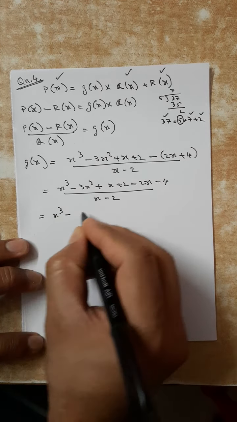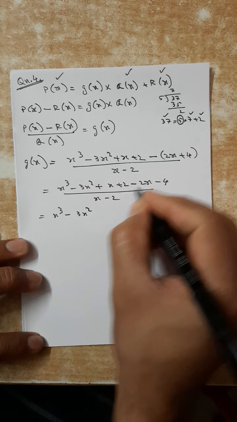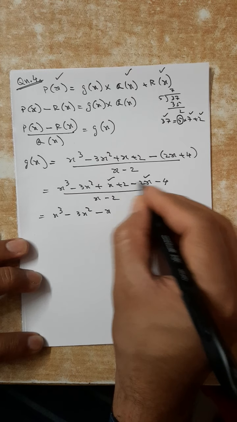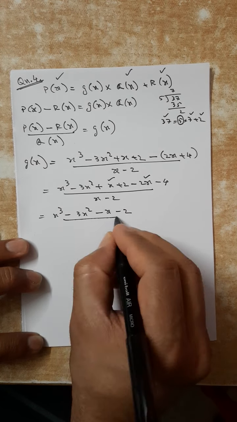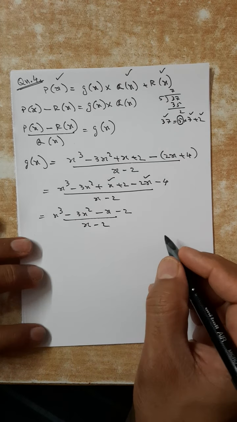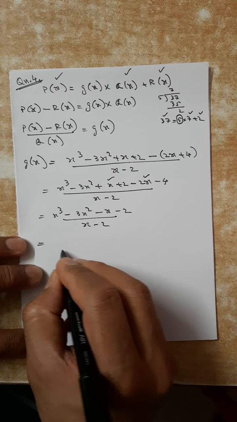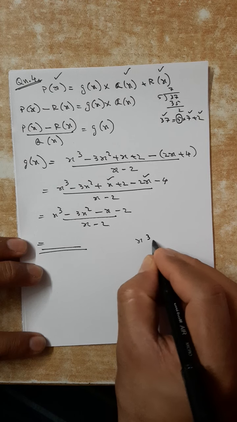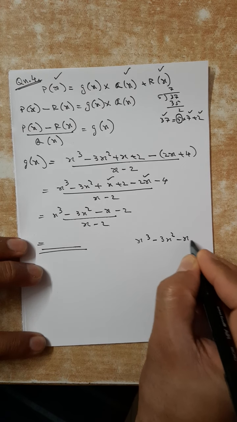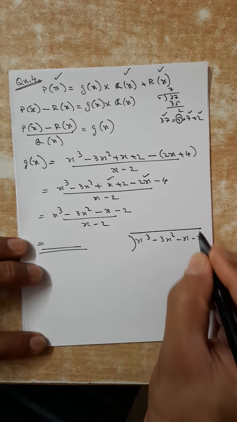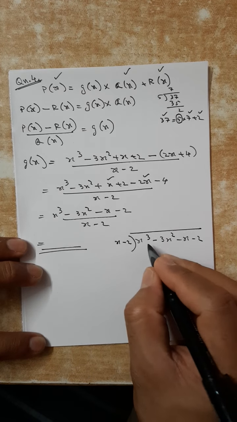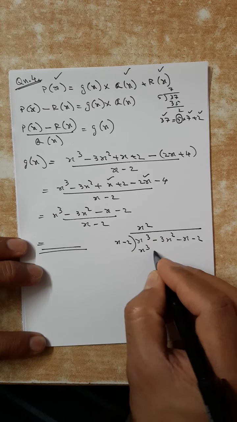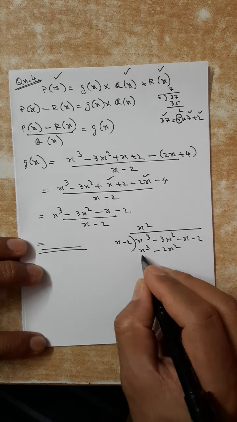That is x cube minus 3x square, these two together, minus x, and 2 and minus 4 together, minus 2, upon x minus 2. Now we have to do the division for writing this answer. x cube minus 3x square minus x minus 2 divided by x minus 2. To get x cube, multiply x with x square into x cube minus 2x square.